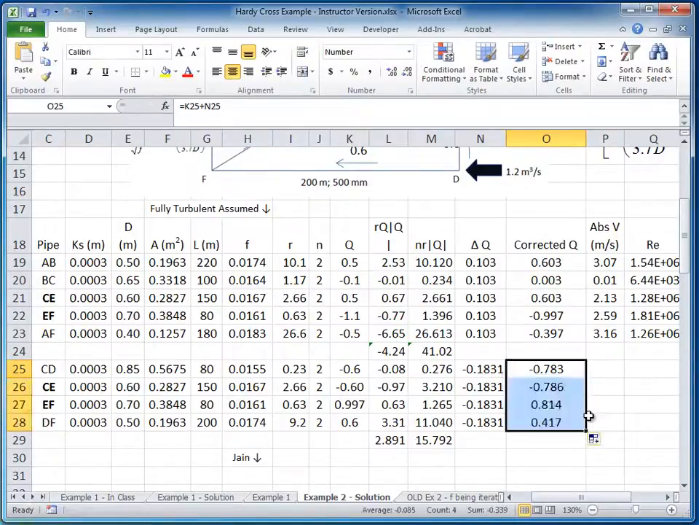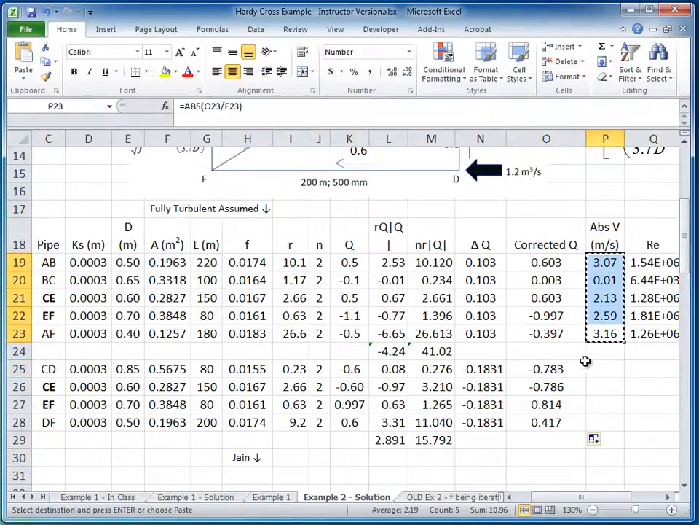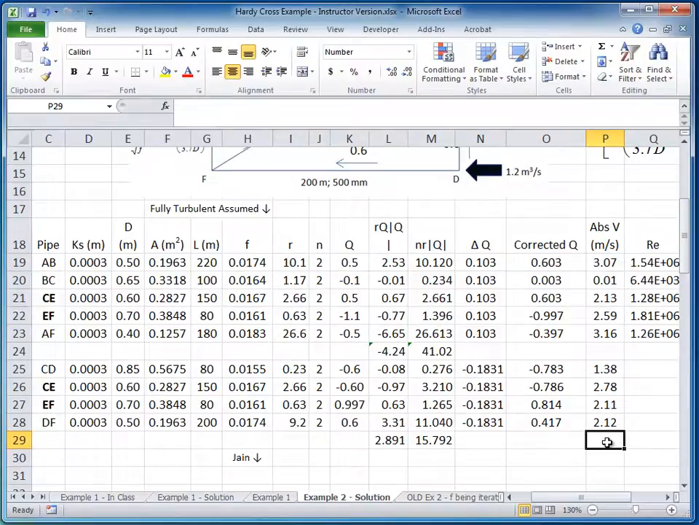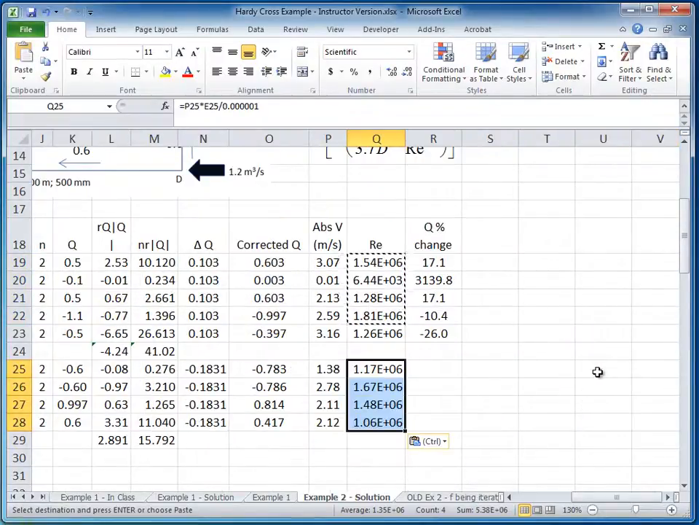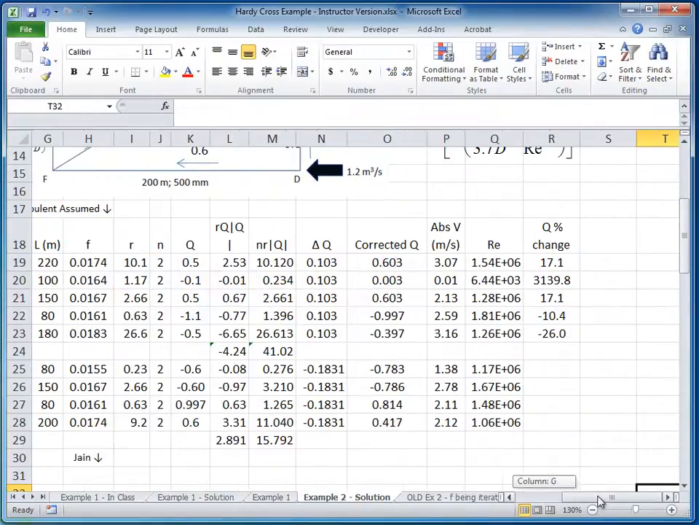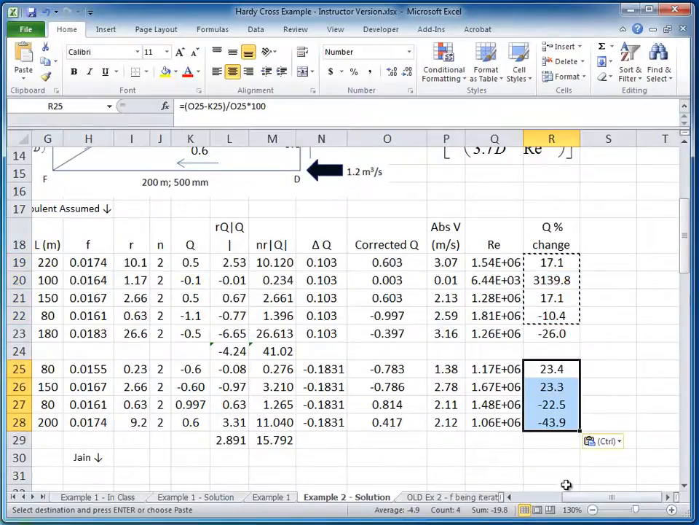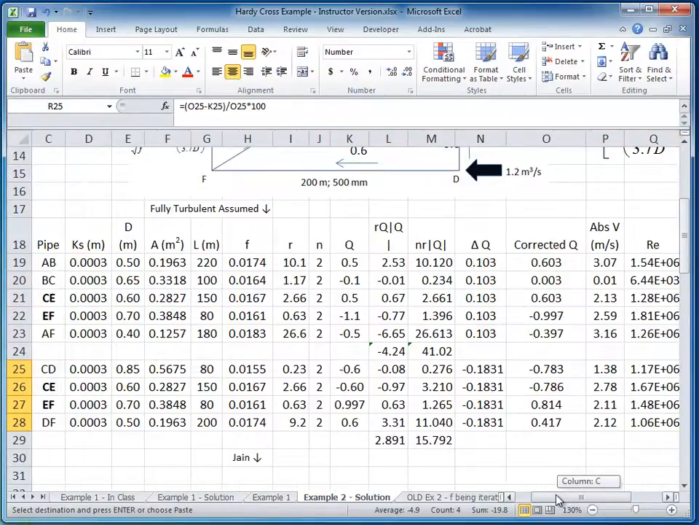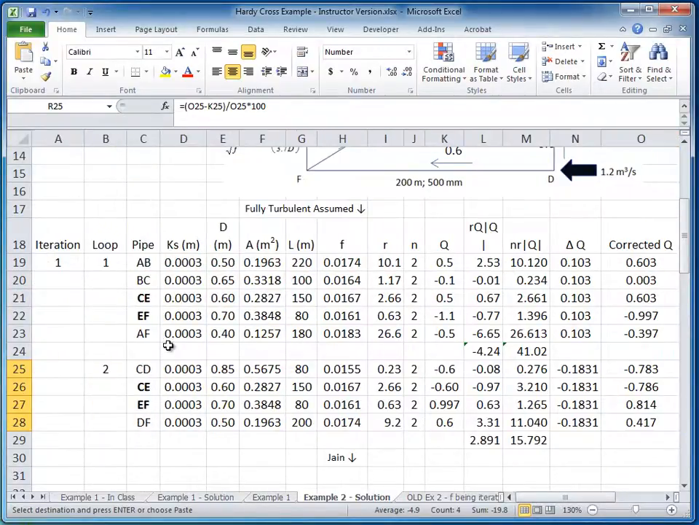Drag that down, and then the velocity, I can just copy these. I don't need it there though. It calculates the velocity for me. Same with Reynolds number. I'll just copy and paste, and all it's doing is applying the Reynolds number based on the velocity from that same row and the diameter from that same row. And I can do the same thing with percent change. Just copy 4 of them and it'll apply it to the next 4 down. So the percent change is still pretty big, but it'll converge quick enough.